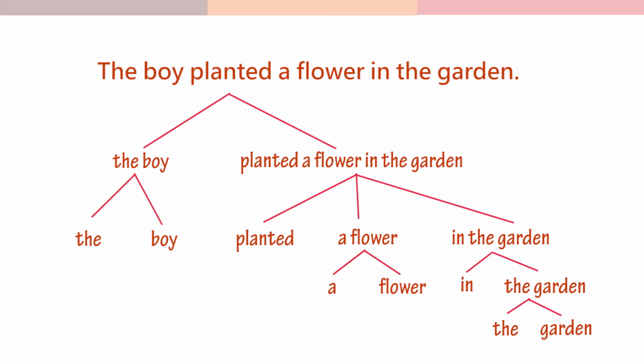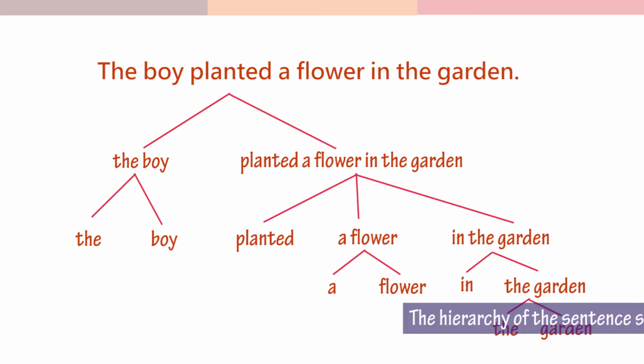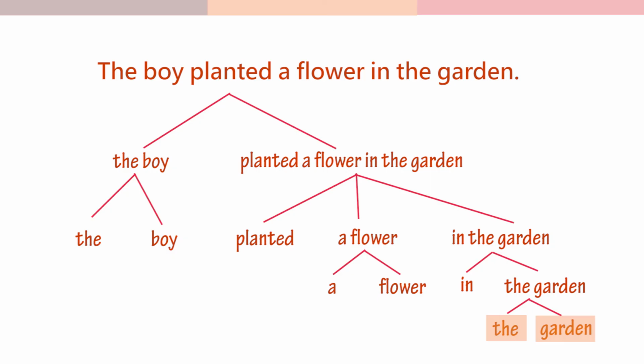So this is not so much about constituency, this is about the hierarchical structure of sentences. So what does hierarchy mean here? It means, for example, the words the and garden, before they become part of the sentence, they have to enter a hierarchy. First they come together, they form the garden, then they come with in, forming in the garden, then they come with planted a flower in the garden. It's only then that they become part of the sentence. So there is a step-by-step process to integrate the word garden into the sentence. You can't just randomly put words together.